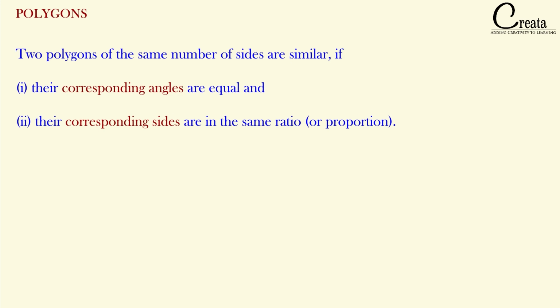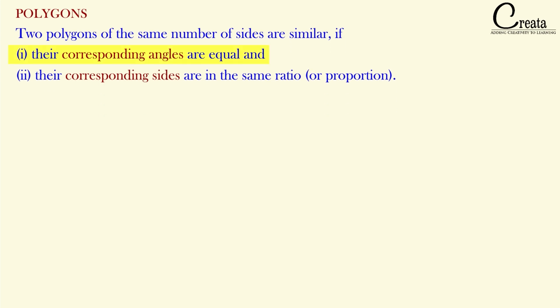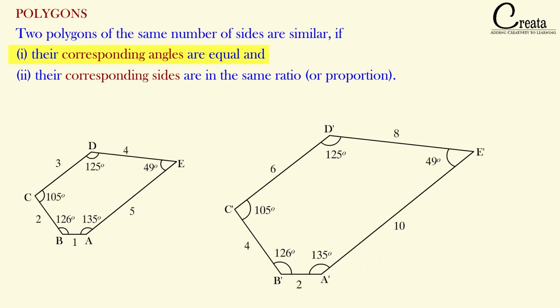Let's understand these criteria. The first criteria is that if we have two polygons, their corresponding angles should be equal. Suppose we have two polygons A, B, C, D, E and A dash, B dash, C dash, D dash, E dash. Their corresponding angles should be equal. Corresponding angles means angle A and angle A dash, angle B and angle B dash. These are the corresponding angles. So these corresponding angles should be equal. Here in both the figures, the corresponding angles are equal. That is, angle A matches angle A dash. Similarly, all five corresponding angles match.